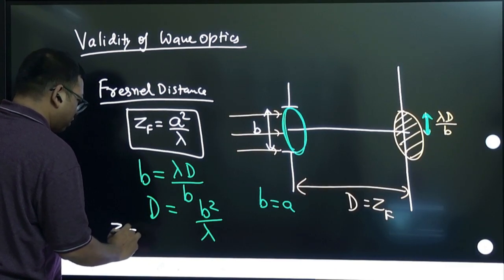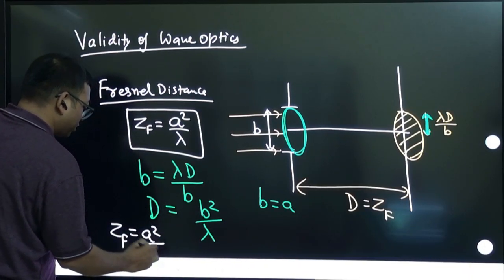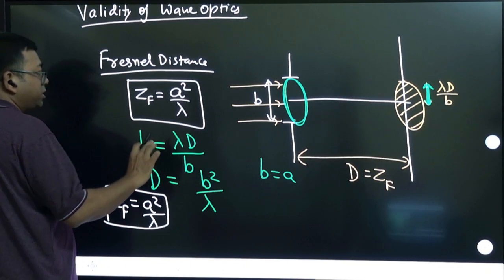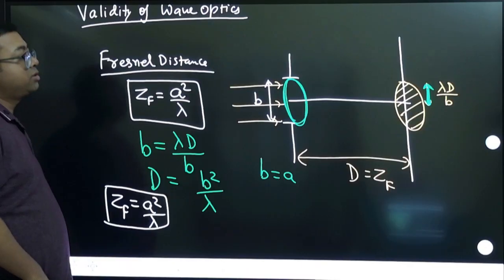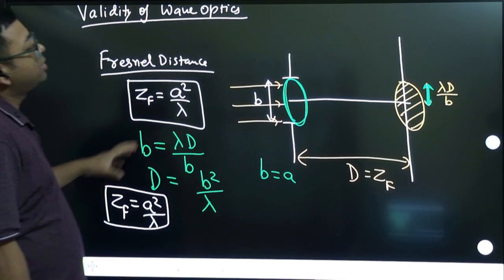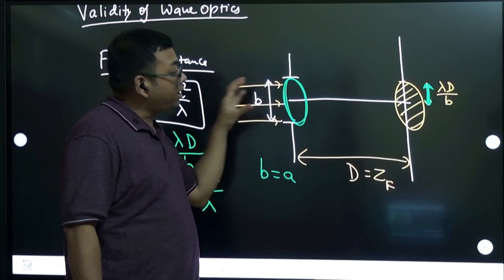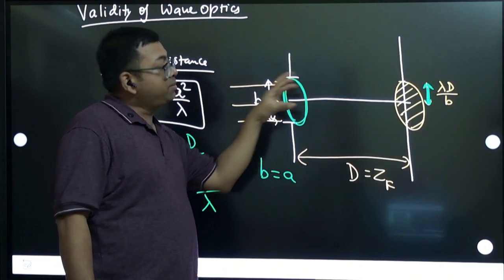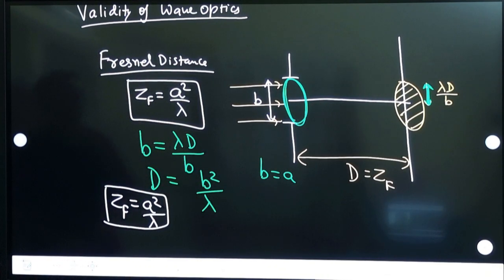So ZF is equal to a square by lambda, where a is the size of the object, lambda is the wavelength, and ZF is the Fresnel distance. What is the meaning of Fresnel distance? Suppose no pattern is forming, no maxima or minima, and the light is directly projecting there. If it becomes equal to this, then wave phenomena will not be happening. That is the idea behind Fresnel distance.